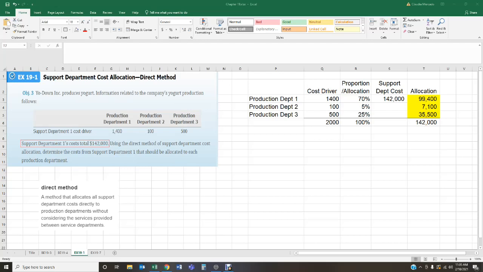Okay, so fairly simple. It's just a matter of understanding, okay, what do I have to allocate and how am I going to allocate it? Okay, and then from there you work your magic by doing your calculation. Okay, so that is basically it for Exercise 19-1.